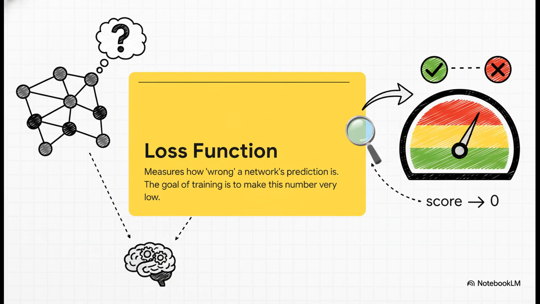Okay, the network makes a guess. But how does it know if it did a good job? That's where the loss function comes in. It's basically a scoring system. It looks at the network's output and compares it to the correct answer, then spits out a number that measures how wrong it was. You can call it an error score or a loss score. The entire goal of training, the whole point of the exercise, is to tweak the network to get that loss number as close to zero as humanly or, well, computationally possible.